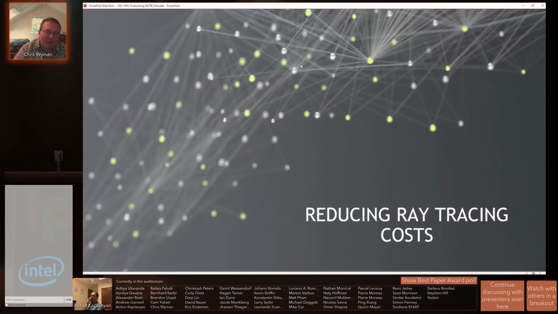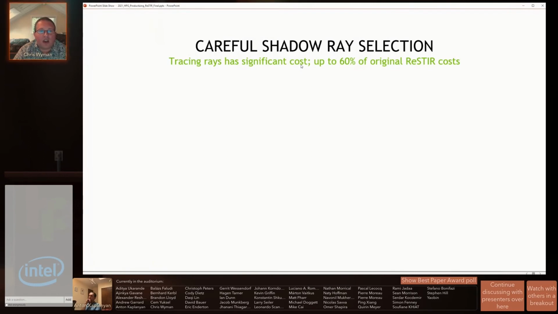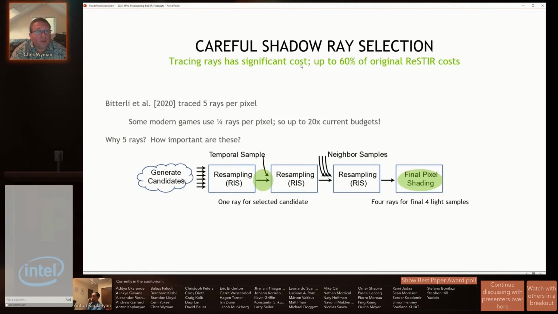So now I want to talk about reducing ray tracing costs. In particular, we discovered that ray tracing has a significant cost in ReSTIR. Up to 60% of the original ReSTIR cost, depending on scene, was due to ray tracing. Part of the reason for this was the original ReSTIR paper has 5 rays per pixel. And some modern games today only have a ray budget of about 1/4 ray per pixel. So we're asking the developers to increase the ray budget up to 20 times sometimes. An important question that we asked during this work was, how important are these rays, why did we use them, where did we use them, and can we improve their placement?